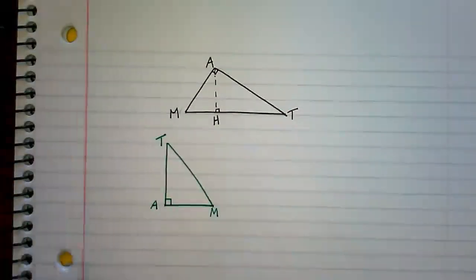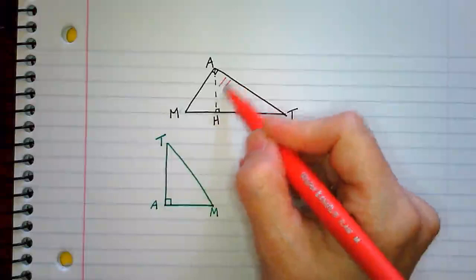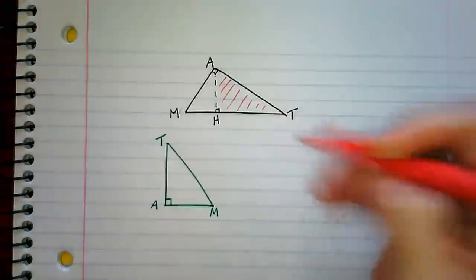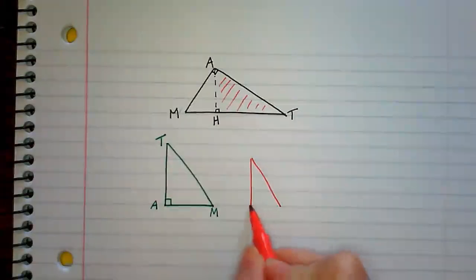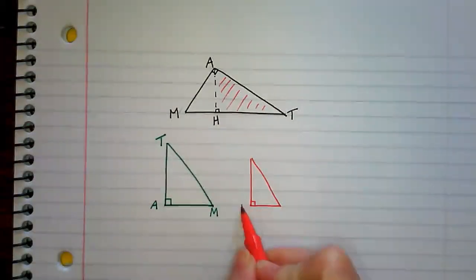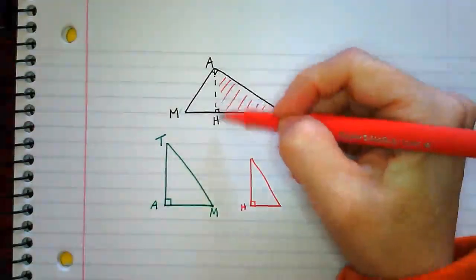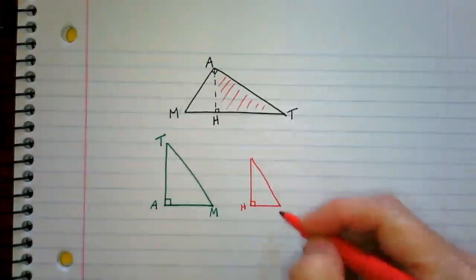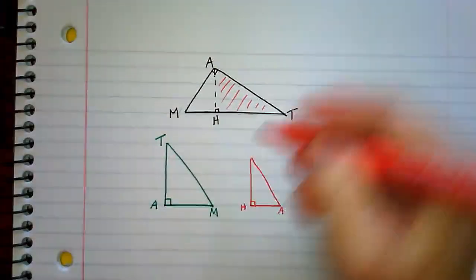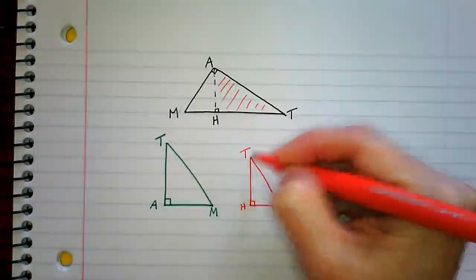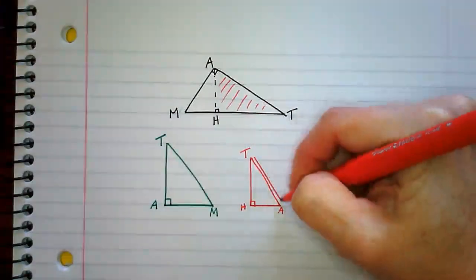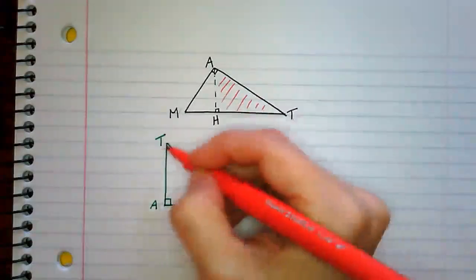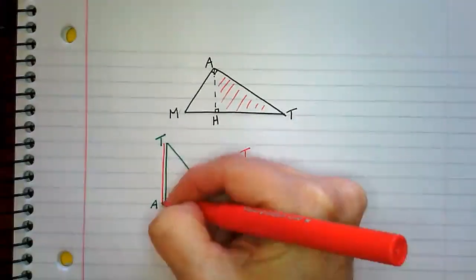Then we have Mama Bear, and Mama Bear is this one over here. Mama Bear, her right angle is H, right here. Her short leg is HA. Her long leg is HT. And her hypotenuse, so the hypotenuse of Mama Bear, is the long leg of Papa Bear.